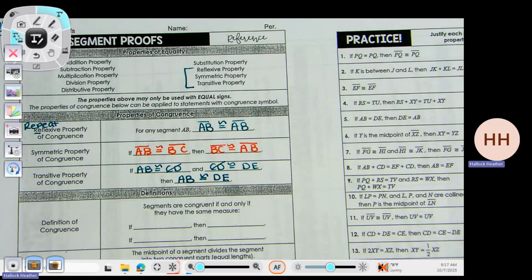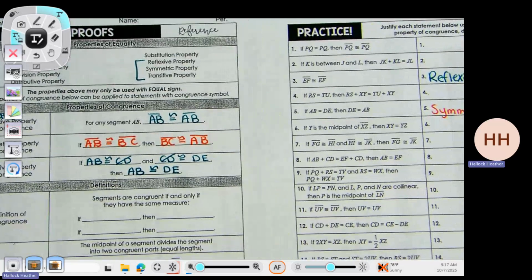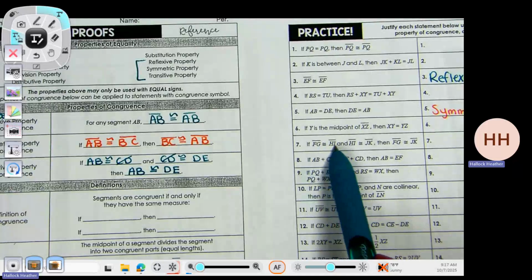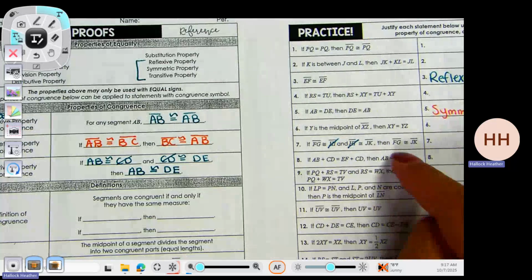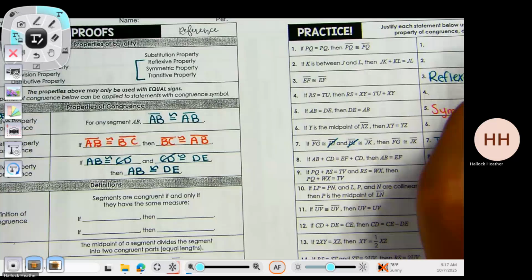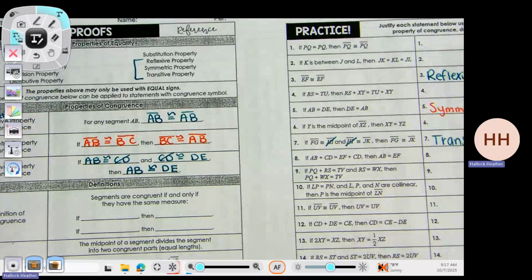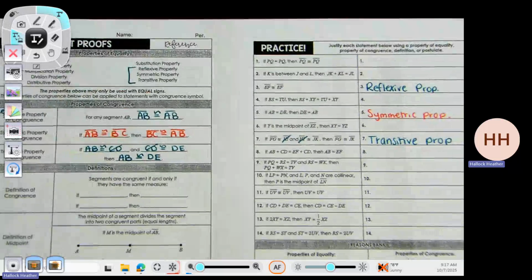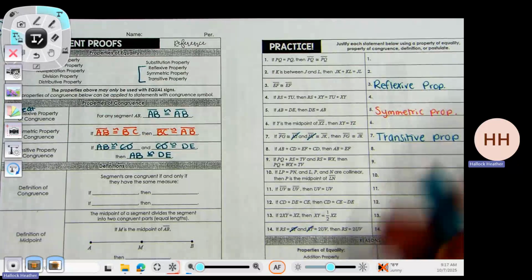There's 2, not 9. One of them is 7. 7 says if FG is congruent to HI is congruent to JK, I can cross out HI and say FG is equal to JK. So 7 is transitive. And then 14 is also transitive because RS is equal to ST, ST is congruent to TU. So they cross out ST and then set them equal to each other. Transitive.